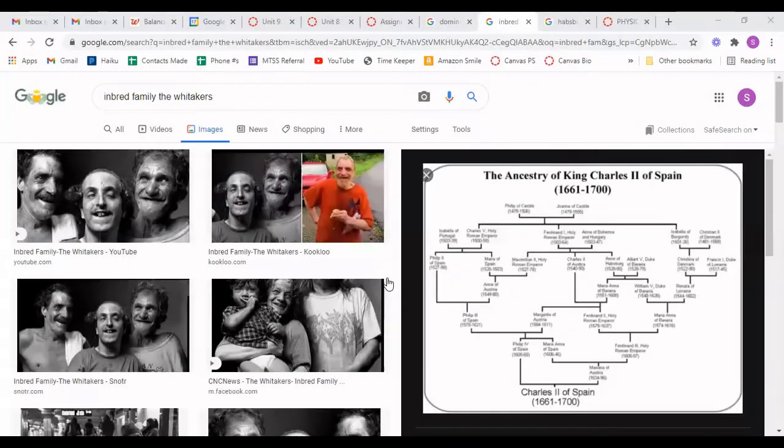Here is King Charles II's family tree, and you can see how many times relatives married each other over and over until finally poor Charles II of Spain turned out the way he did. Here is a family from West Virginia who is inbred. You can see the troubles that result from family members marrying each other.